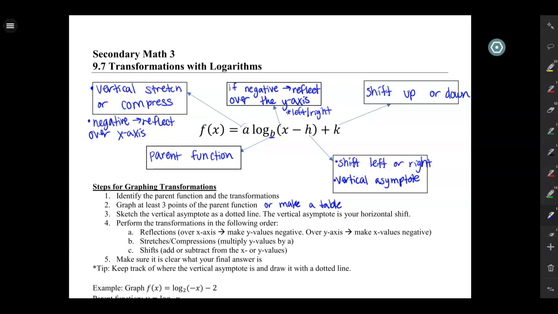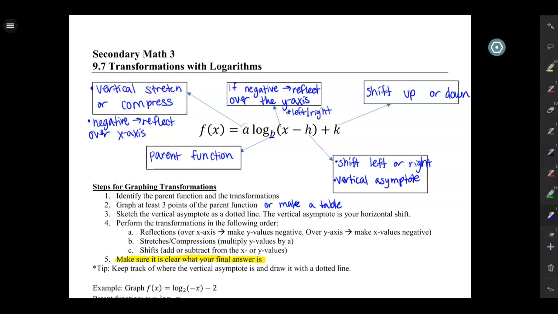And then the last thing that I would do is, if you've drawn your parent function and a transformed function, make sure it's clear which one is your final graph. Maybe put a star next to it or highlight it or something.